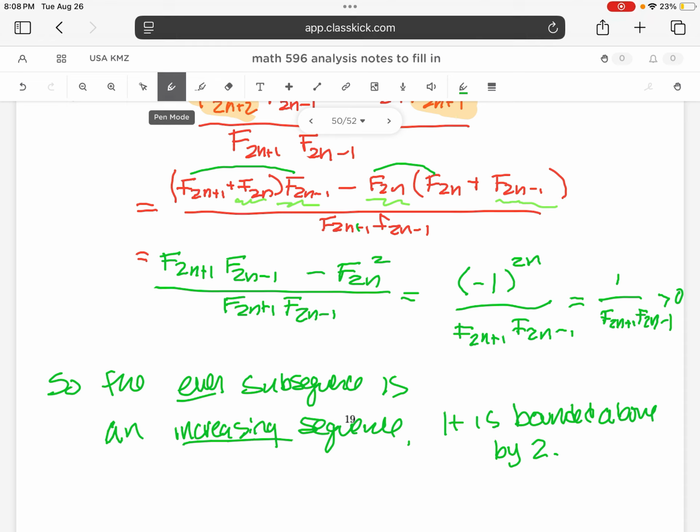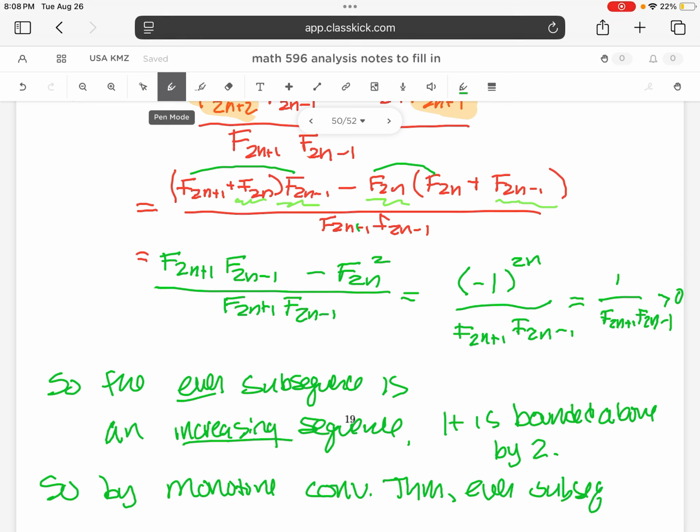And so what do we know? Well, because it's an increasing sequence which is bounded above, by the monotone convergence theorem, it's going to have some limit. It's going to converge. So by the monotone convergence theorem, this even subsequence converges to some limit L. We'll call it L sub E, for the even subsequence.